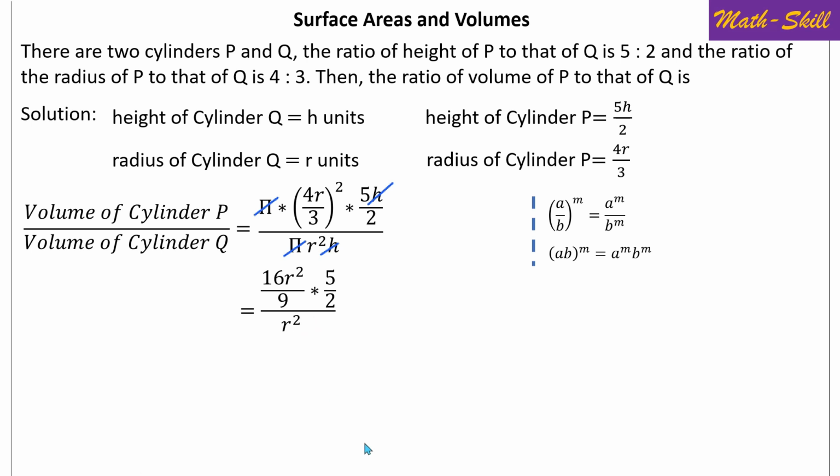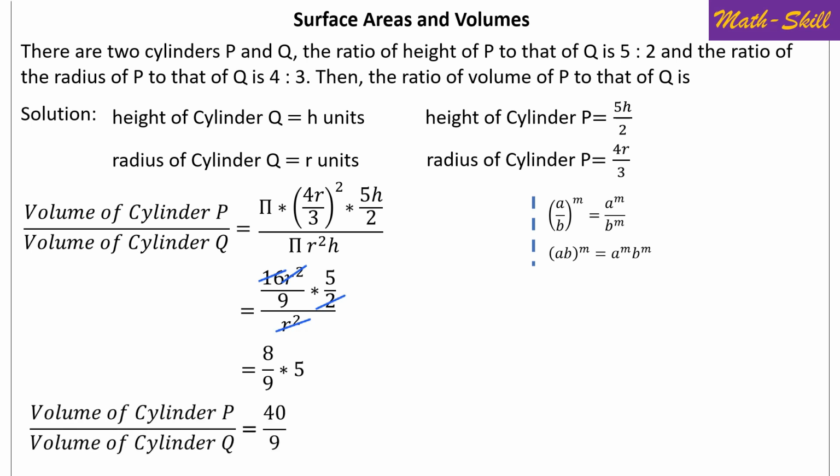Now again we see that in numerator as well as in denominator we see r square. Therefore, this also gets cancelled. We would be left with, and also here we have 2 and also 16. So 2 8s are 16. So this also gets simplified. Now we would be left with 8 by 9 multiplied by 5. So 8 5s is 40. 40 divided by 9. This is the required answer.